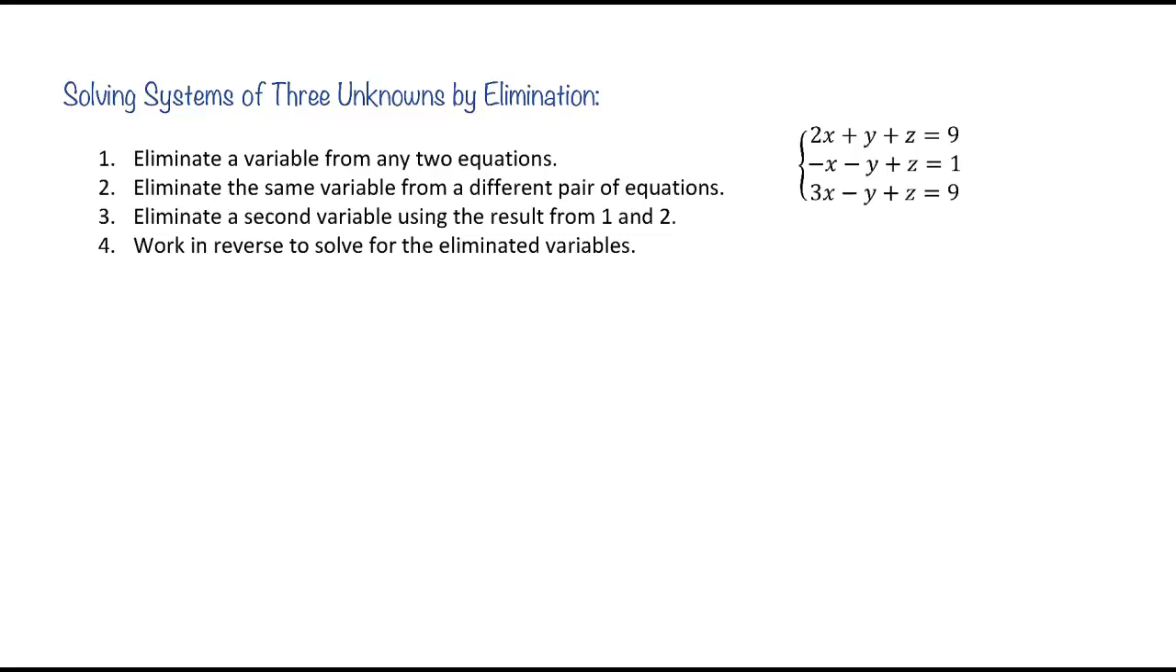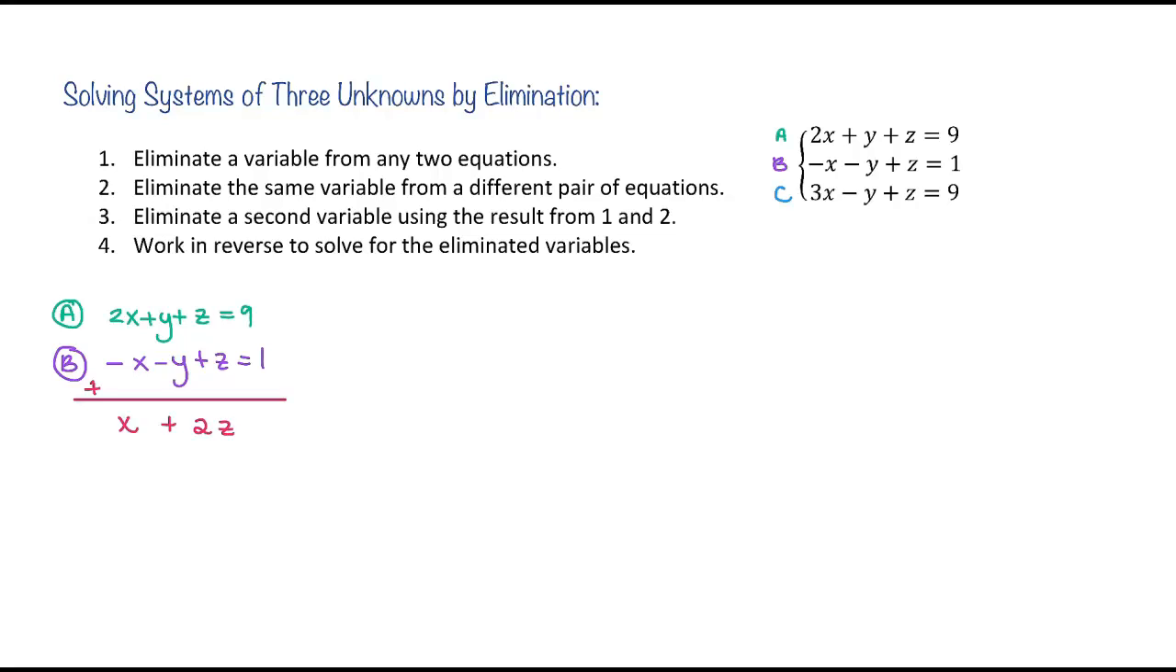Let's try out this method with this example of three linear equations and three unknowns. I'll label these three equations A, B, and C so we don't get them confused. I'm going to start with equations A and B. Notice that if we add these two equations together, we can eliminate the variable y, since equation A has a positive y and equation B has a negative y. Adding them together, we have 2x minus x, or 1x, y minus y, or 0, and z plus z, or 2z, equals 9 plus 1, or 10.